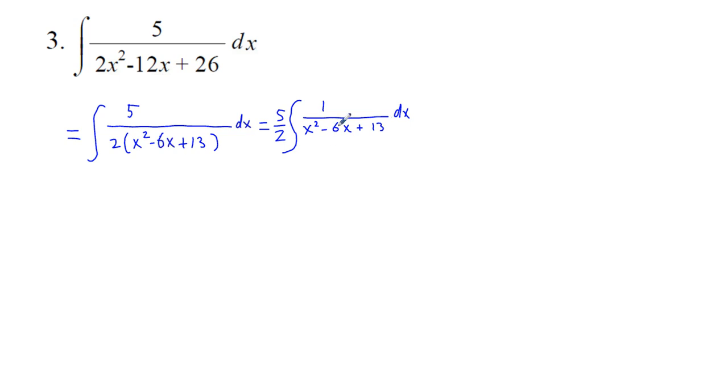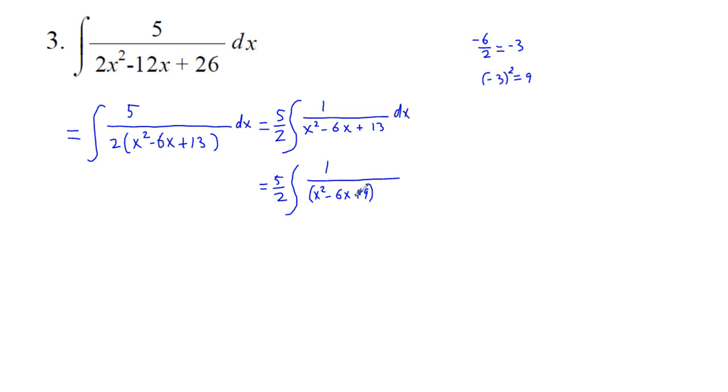Now to find the perfect square here, we're going to have to take this -6, divide that -6 by 2, our middle term, and we get -3. And -3 squared is 9. So we need this thing here to be 9. So to do that, right below, we get 5/2 integral of 1 over x squared minus 6x plus 9.